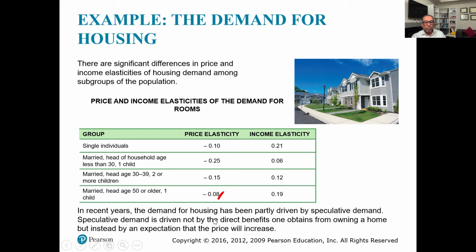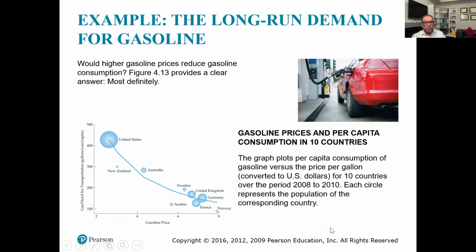In recent years, the demand for housing has been partly driven by speculative demand. Speculative demand is driven not by the direct benefit one obtains from owning a home, but instead of this.